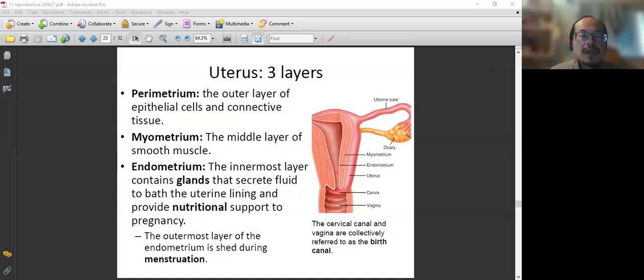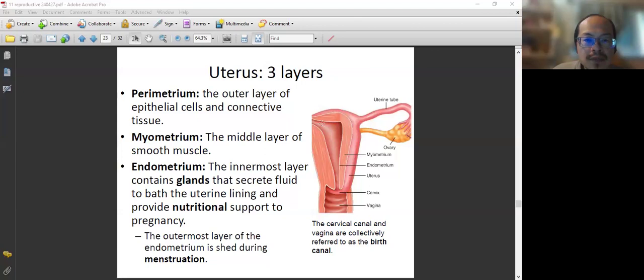The uterus is an organ, so it has smooth muscle. We have three types of muscle: skeletal muscle, smooth muscle, and cardiac muscle. And this is smooth muscle. So ovaries, uterine tube or fallopian tube, uterus. The uterus has three layers.